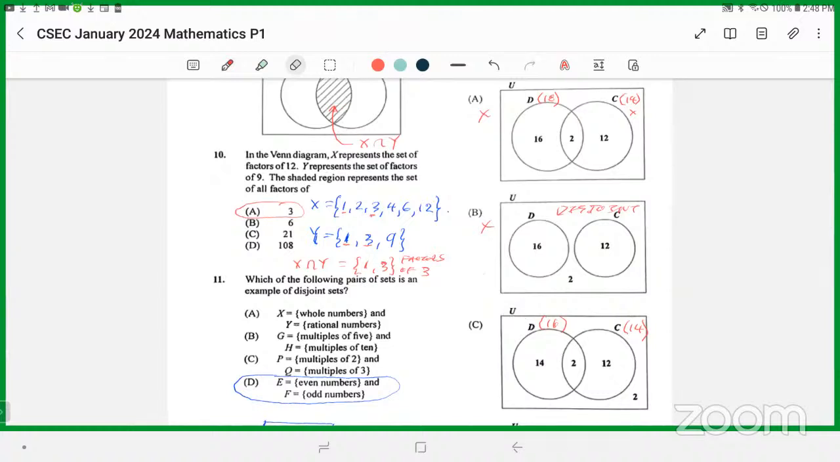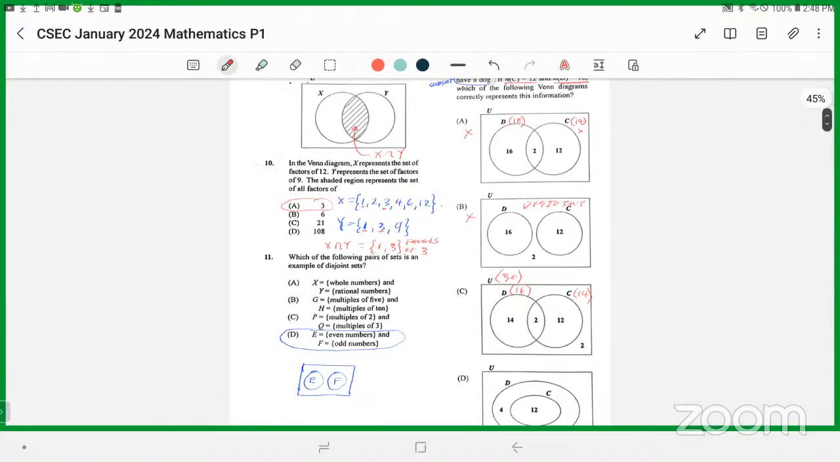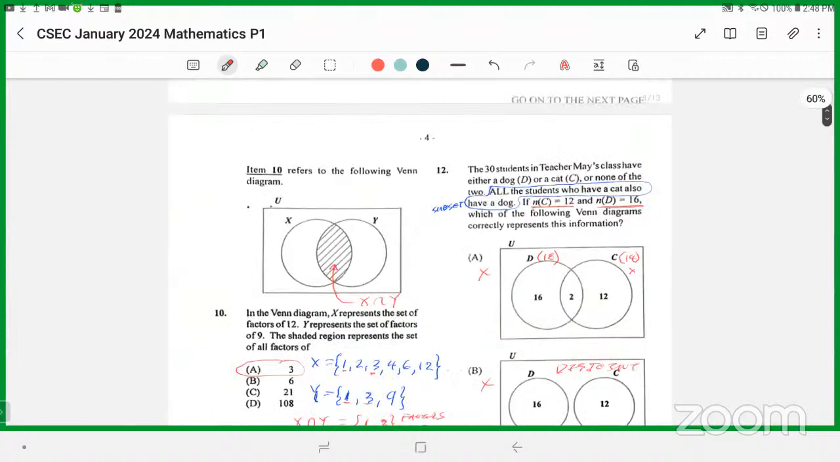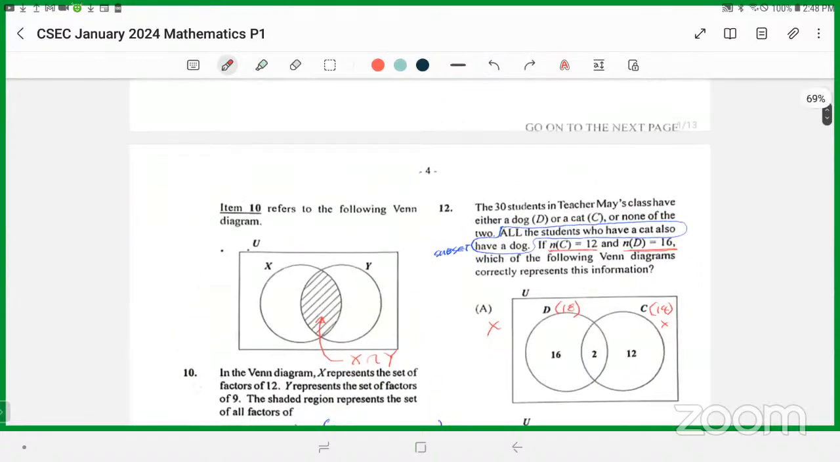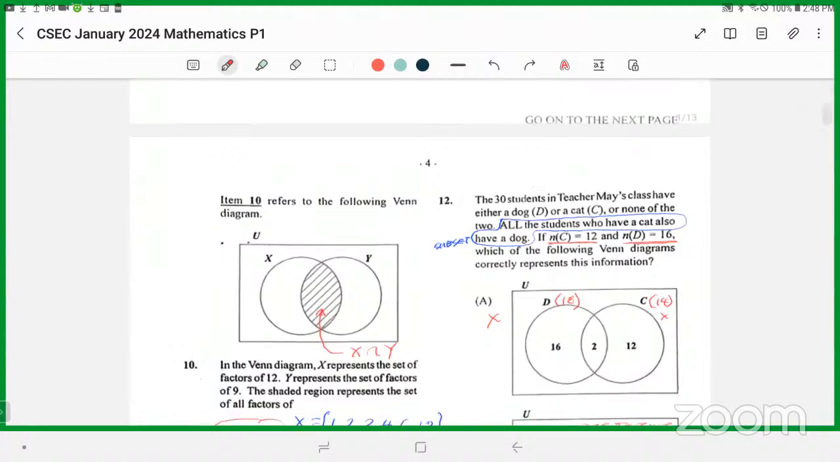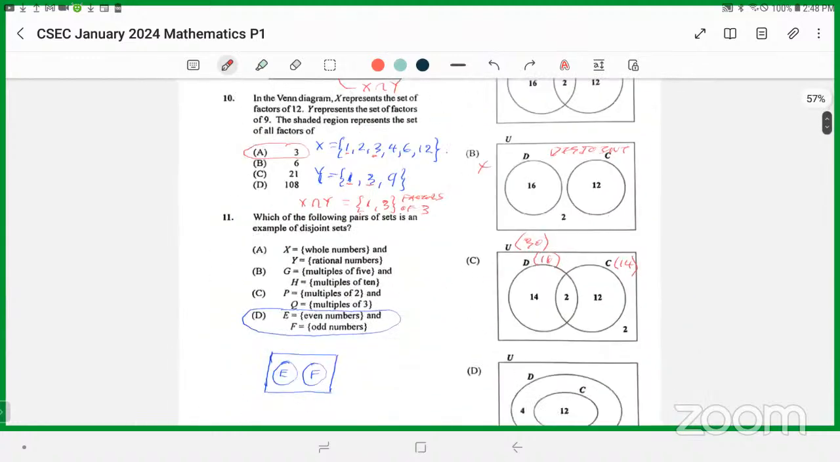All right. So even though it appears correct, we have a 30 here now, and this looks like it wants to be correct. But it says, in capital letters, ALL students who have a cat also have a dog. So you need a full subset situation. This is not a subset situation. That's why it is wrong.